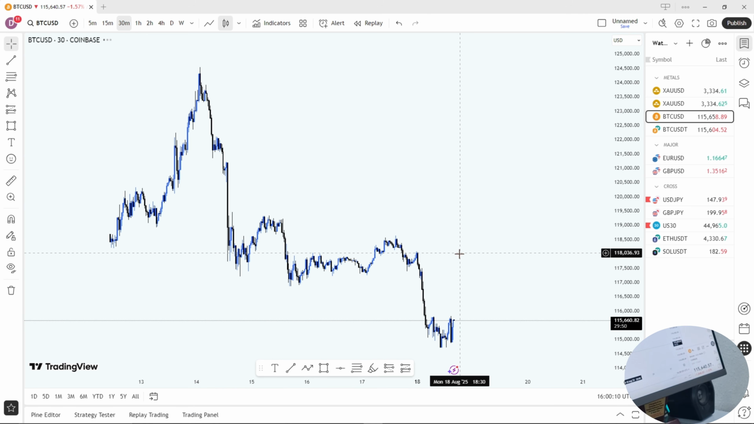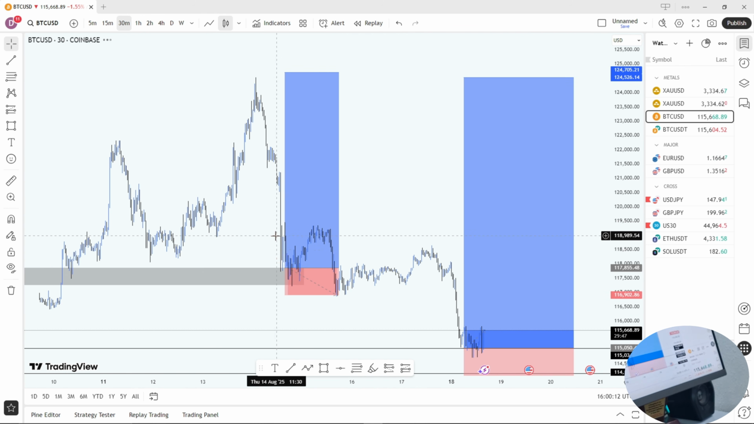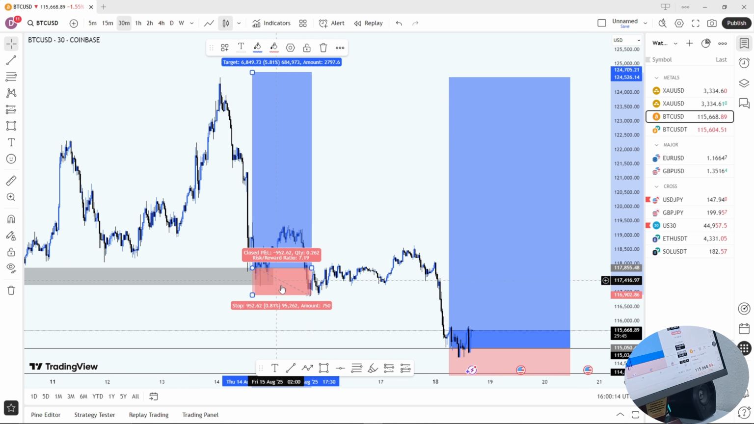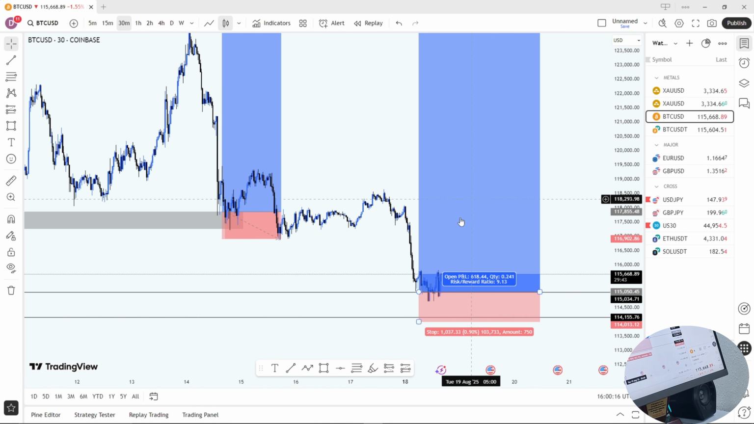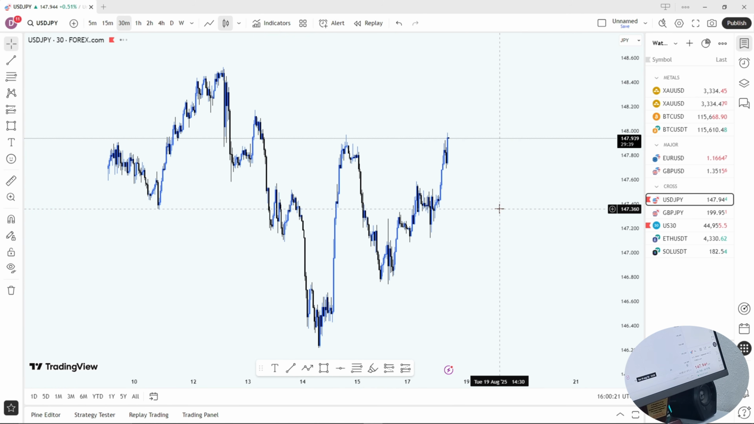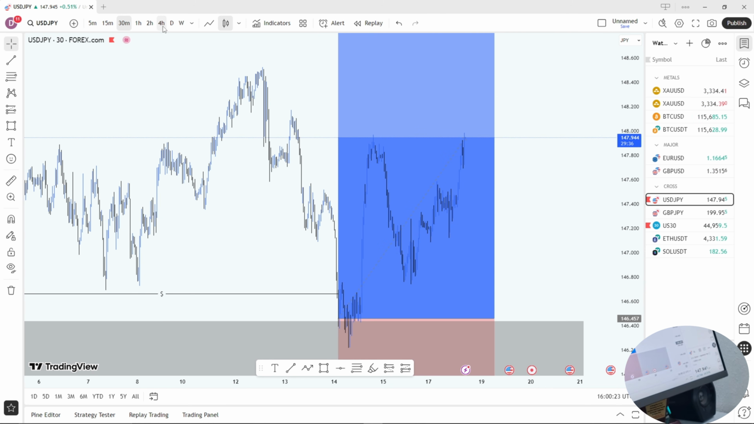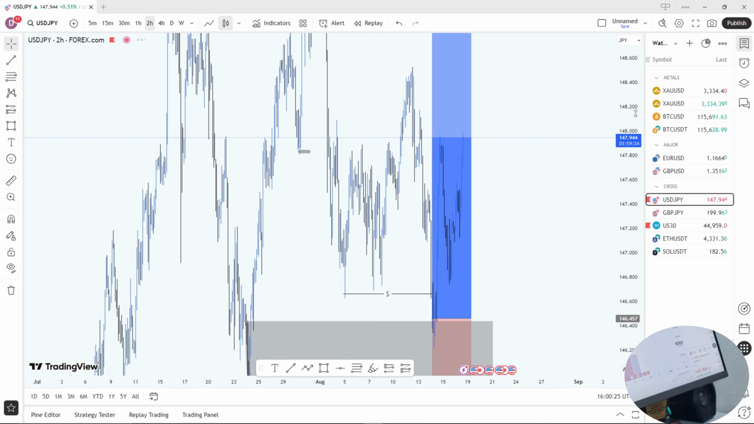Then I took a buy on BTC last week, which was this very first buy. This very first buy went against me and hit my stop loss. And I'm currently on this very buy, which is currently moving in profit. Now, I also caught so many other opportunities. This is another trade I took on USDJPY, and this very trade is currently moving in profit.